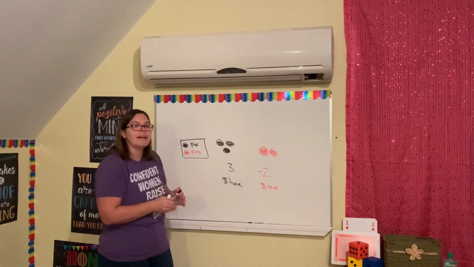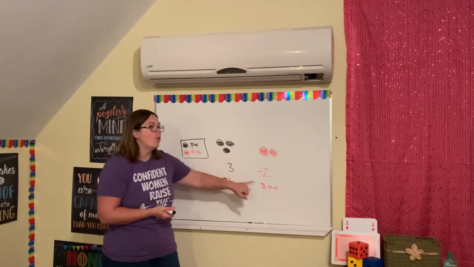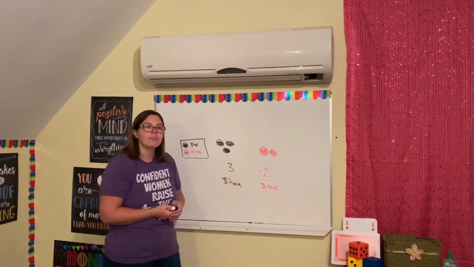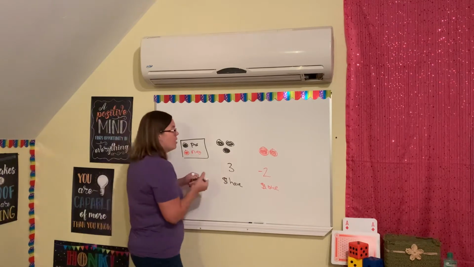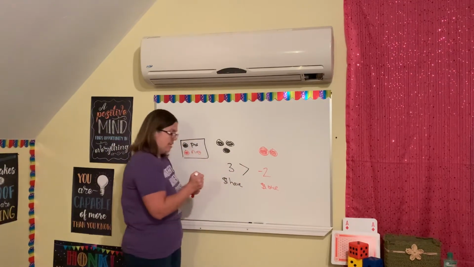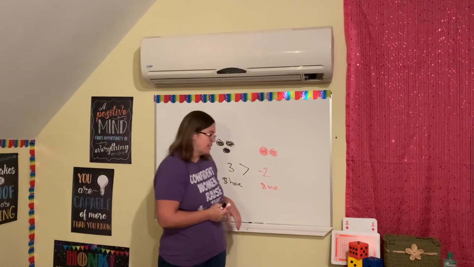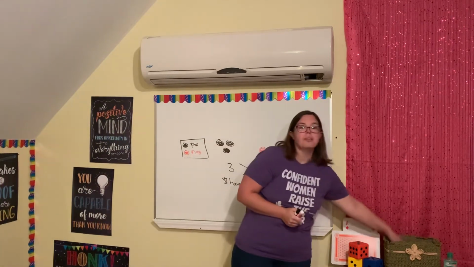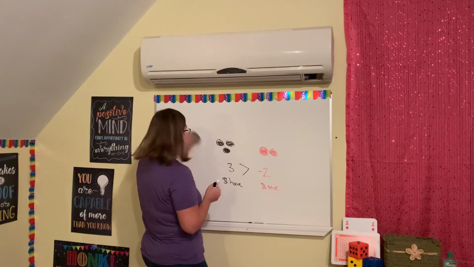So now you ask yourself, would you rather have $3 or owe $2? Right, you would rather have $3. So we know that +3 is greater than -2. Okay, next I want to show you how we put numbers in order from least to greatest, or sometimes greatest to least.